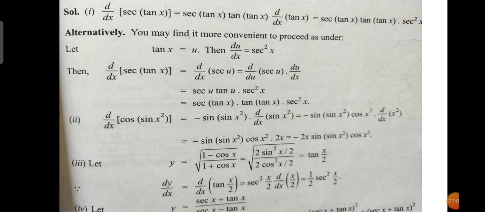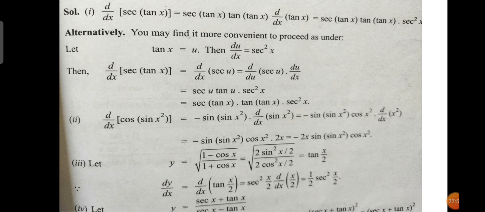First one is d by dx of sec of tan x. Sec of tan x. So two functions are there. You have to use the product formula here. That is sec of tan x into tan of tan x into d by dx of tan x. Which is very confusing for you. So you have to use a convenient approach, which can be used as another formula.